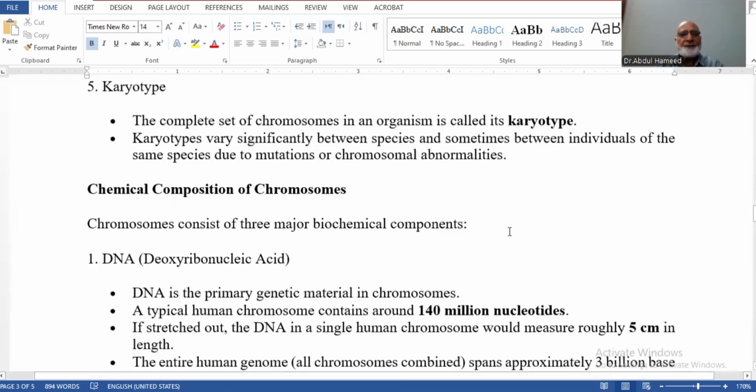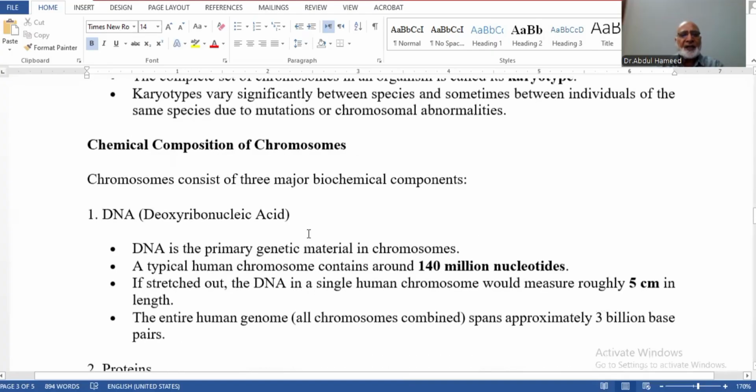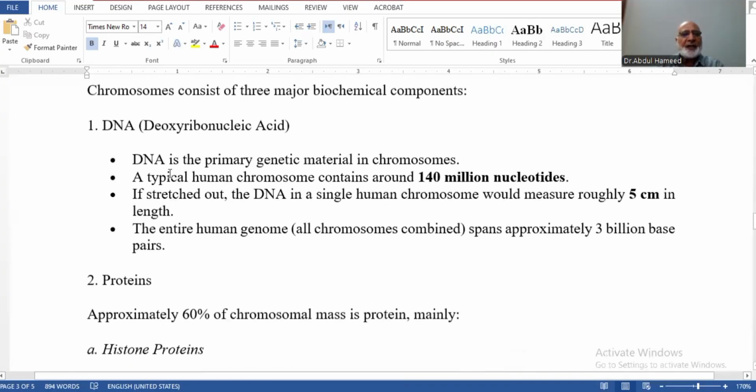Chromosome consists of three major biochemical components: DNA, deoxyribonucleic acid. DNA is the primary genetic material in chromosome. A typical human chromosome contains around 140 million nucleotides. If stretched out, DNA in a single human chromosome would measure roughly 5 centimeters in length. The entire human genome, consisting of all the chromosomes, spans approximately 3 billion base pairs, and all these base pairs have been sequenced through the Human Genome Project in 2001.